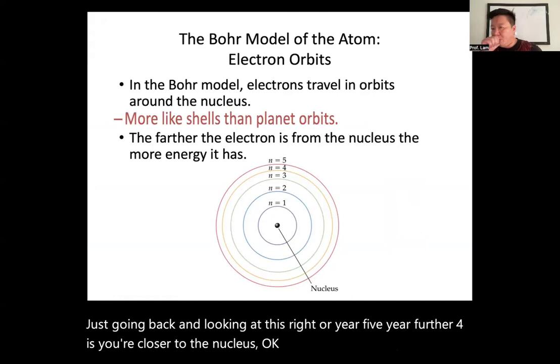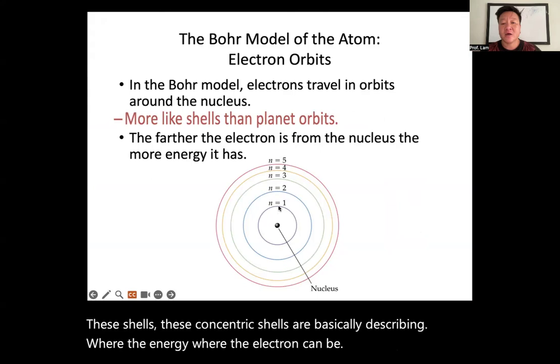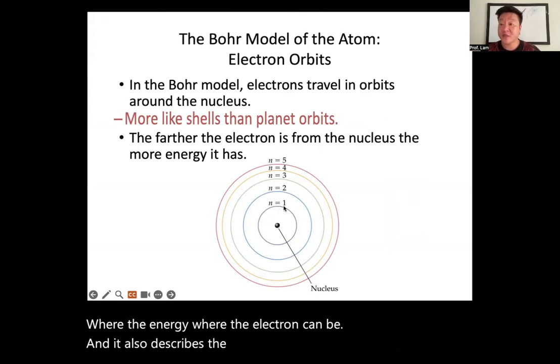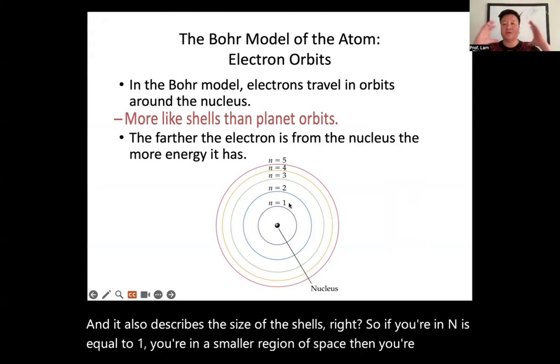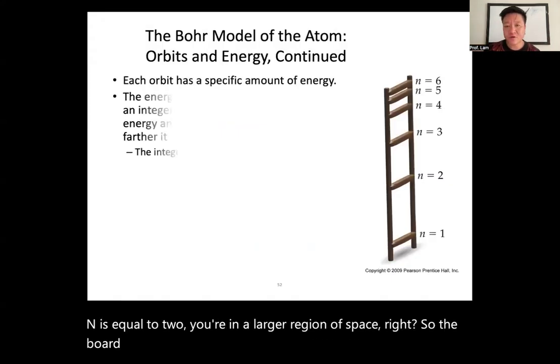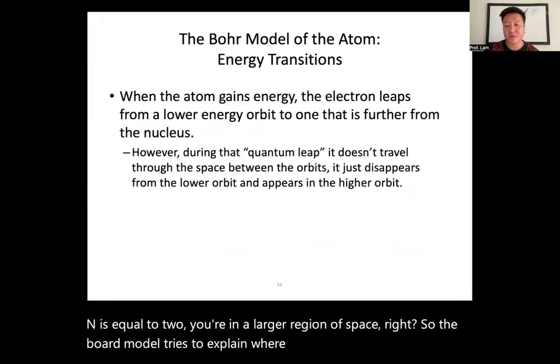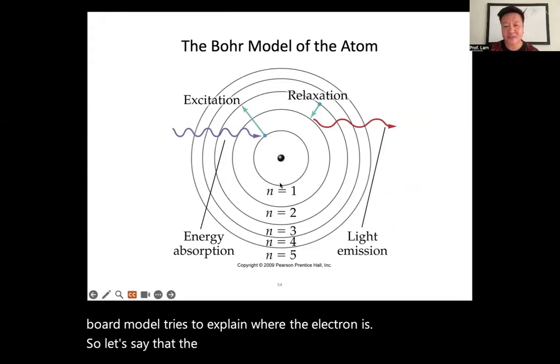So these shells, these concentric shells, are basically describing where the electron can be. And it also describes the size of the shells, right? So if you're in n is equal to 1, you're in a smaller region of space. Then if your n is equal to 2, you're in a larger region of space, right? So the Bohr model tries to explain where the electron is. So let's say that the electron is n is equal to 1 right now.